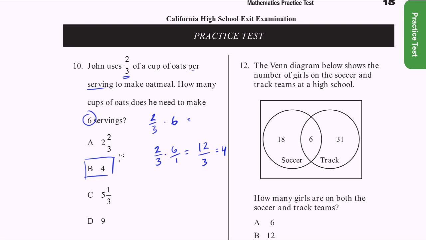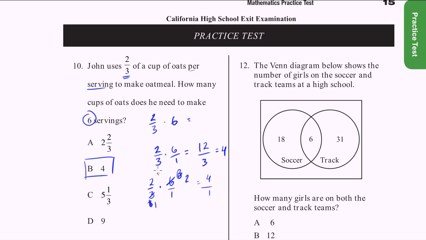Another way you could have done it is you could have simplified it right here. You could have divided the 6 and the 3 both by 3. So if you had 2/3 times 6 over 1, you could divide the 6 by 3 and the 3 by 3. So you get 1, and then 6 divided by 3 is 2. So you have 2 times 2 is equal to 4 over 1 times 1.